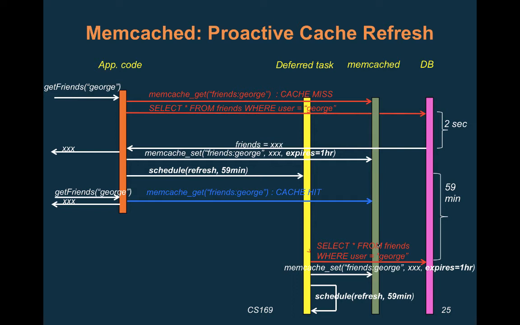And when you do this, it resets the expiration time. So truly, Memcached never gets to expire by itself. It's all updated under the control of either the application or the deferred task. And then once you do this, you schedule another refresh in 59 minutes. And this should keep going nicely like this. Any questions?